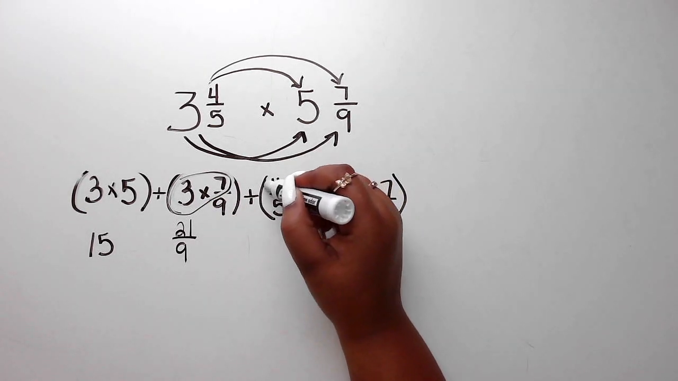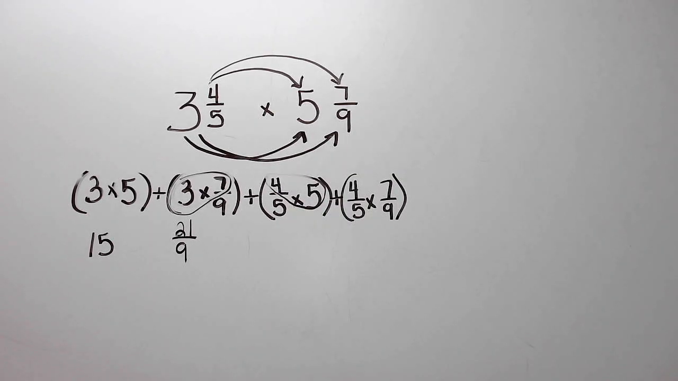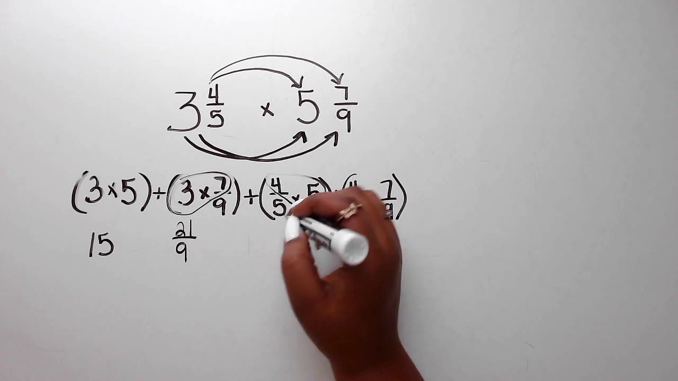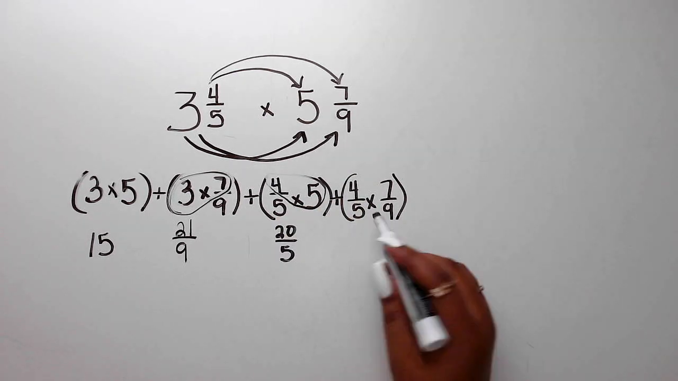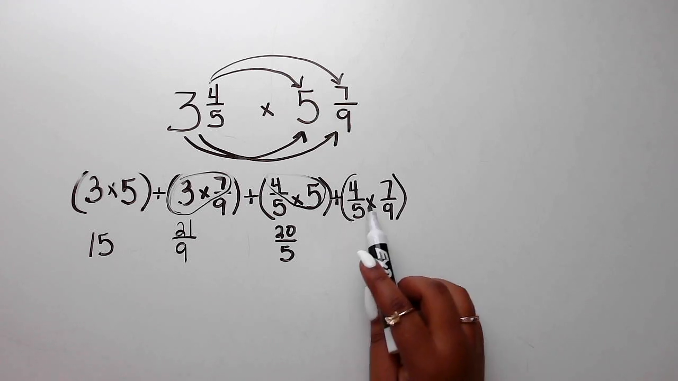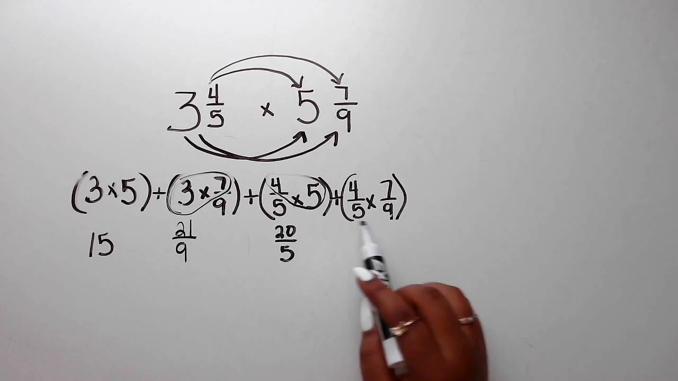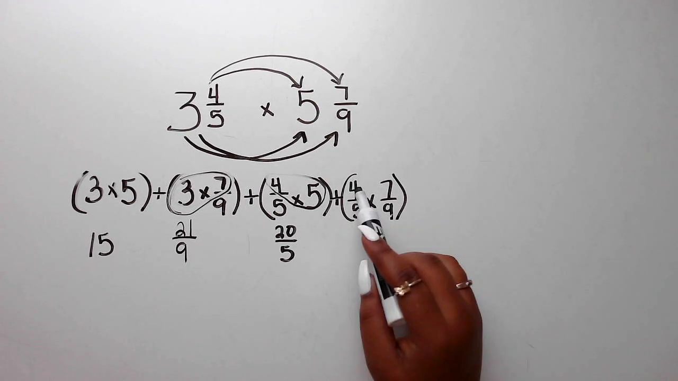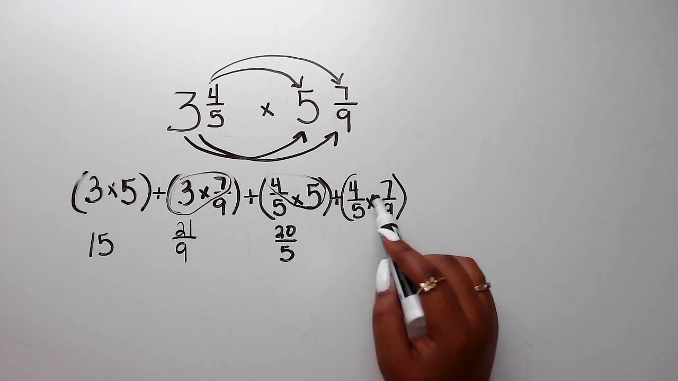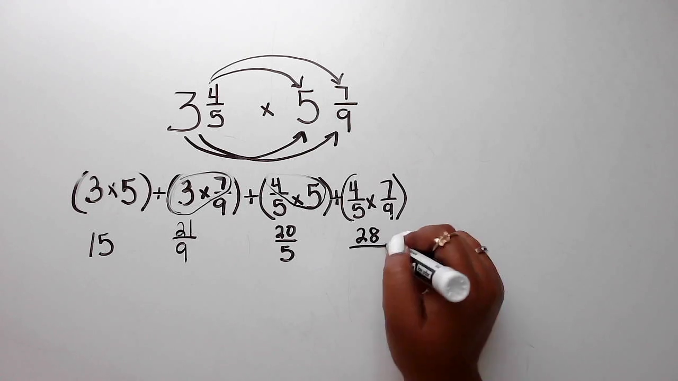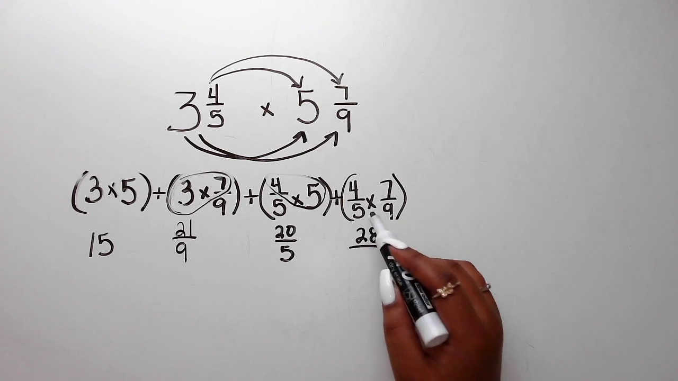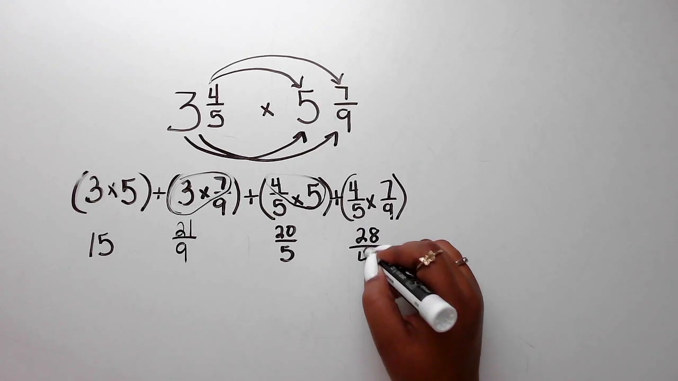Same here, if the fraction comes first, it's still the same. Multiply that whole and that numerator. 4 times 5 is 20. Keep that denominator the same. Then when you multiply a fraction times a fraction, that's when the denominators can be multiplied. So we multiply across, numerator times numerator. 4 times 7 is 28. Denominator times denominator. 5 times 9 is 45.